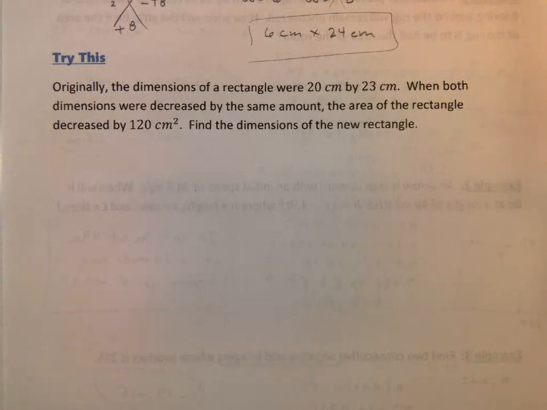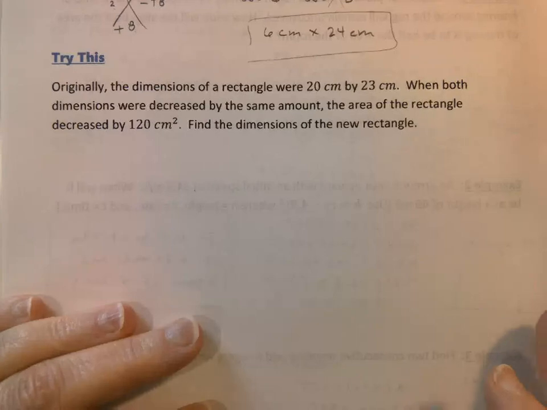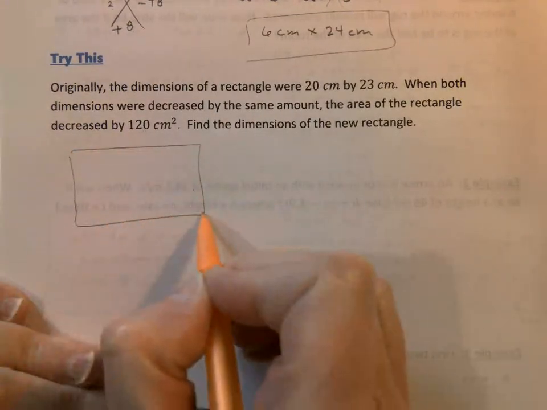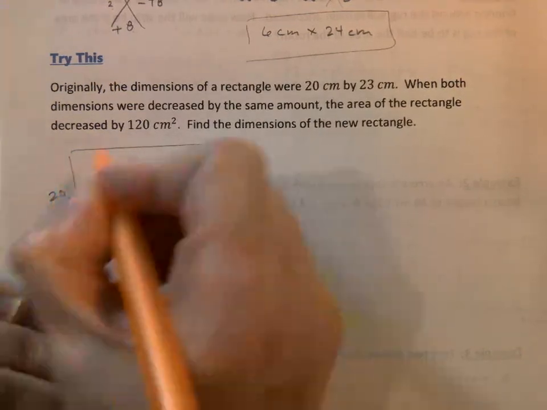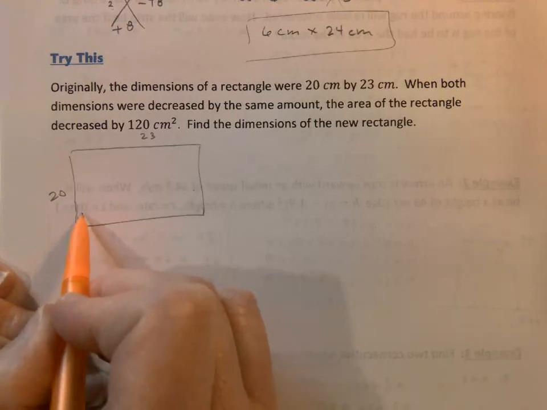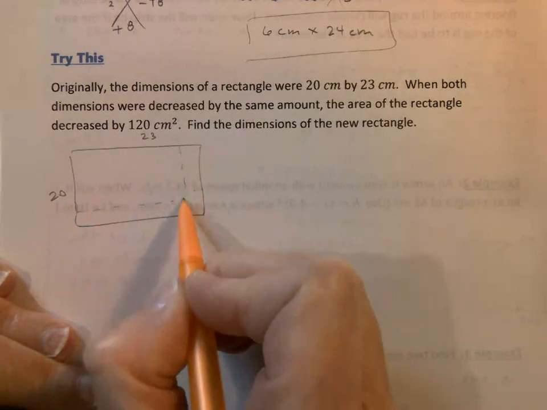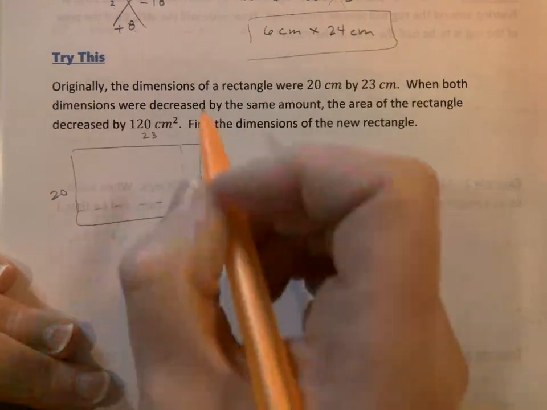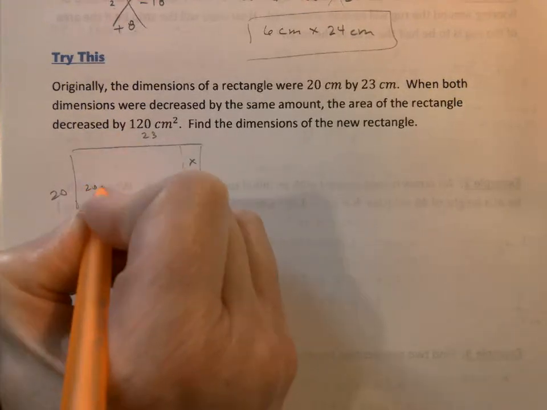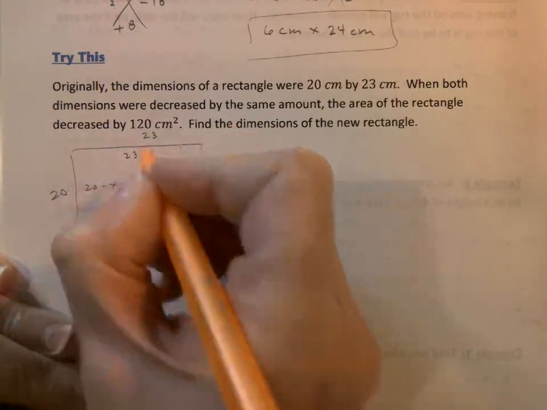Originally, the dimensions of a rectangle were 20 centimeters by 23 centimeters. When both dimensions were decreased by the same amount, the area of the rectangle decreased by 120 square centimeters. Find the dimensions of the new rectangle. So here's my rectangle, my original, and it was 20 by 23. I then cut off part of it, and they were both decreased by the same amount, which means this side is now 20 minus x, and this side is 23 minus x.